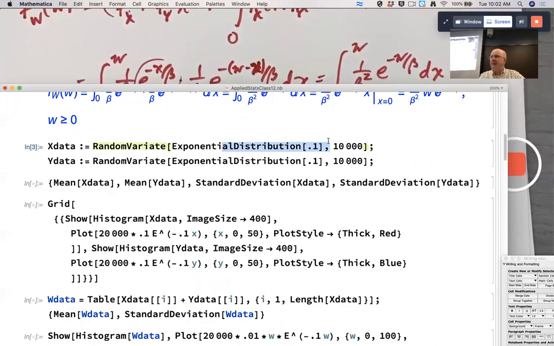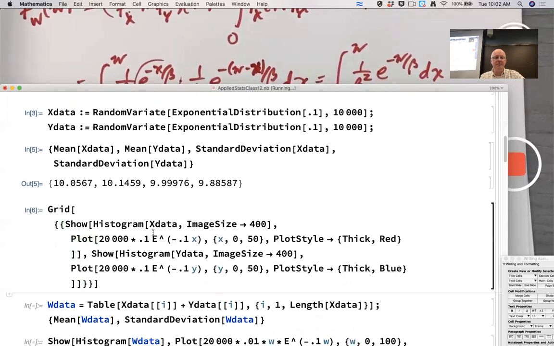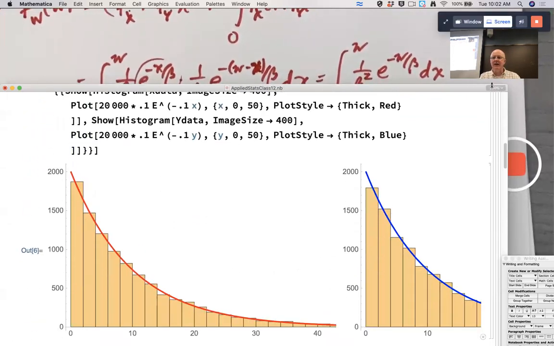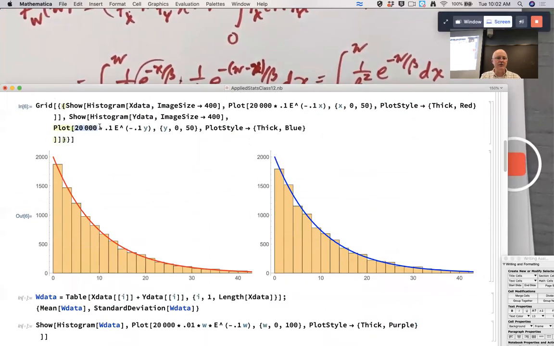Mean of an exponential distribution is beta. In this case, 1 over beta is 0.1, so beta is 10. We should expect a mean of 10, close to 10 for both the x data and y data. Standard deviation for exponentials also equals beta. Variance is beta squared. So these numbers are all close to 10. Not exactly 10 because of simulation. You can make histograms, and you can see by plotting the PDFs of these things, well, not the PDFs themselves exactly, but scaled up versions, 20,000 times the PDF. You can see, especially with 10,000 data points, we got a pretty good match.